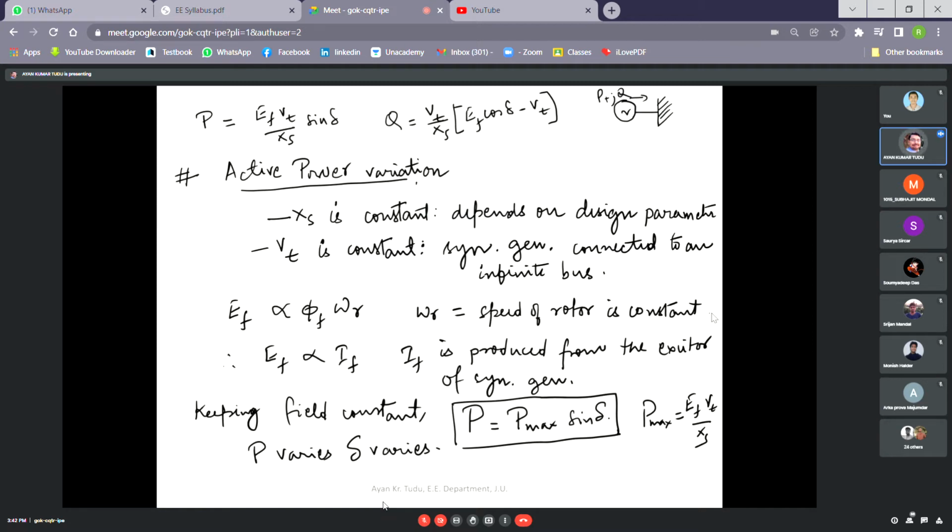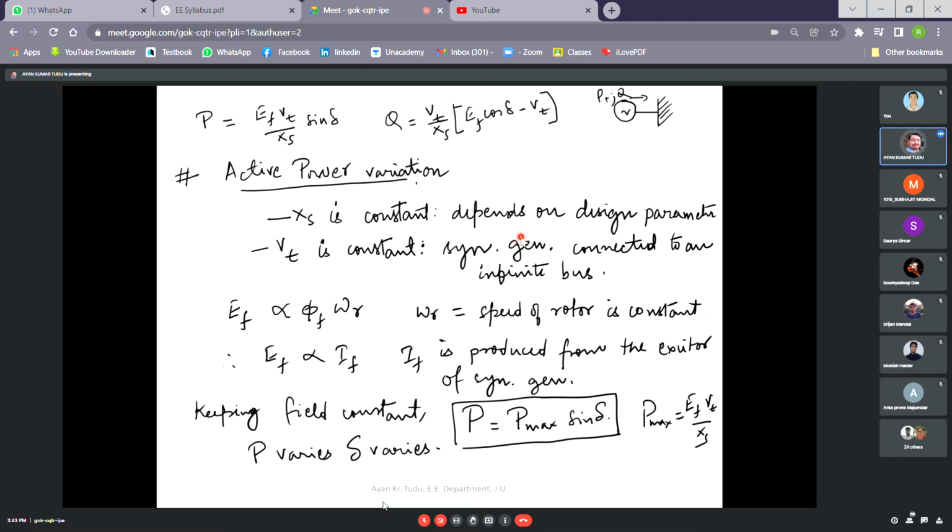Now, when we're talking about active power variation, the things that we have kept constant, as you can see from the figure, are as follows. We have taken Xs to be constant. That is our synchronous reactance, and it can be taken as constant because it depends on the design parameters. Similarly, Vt is constant because we are assuming that the synchronous generator is connected to an infinite bus.